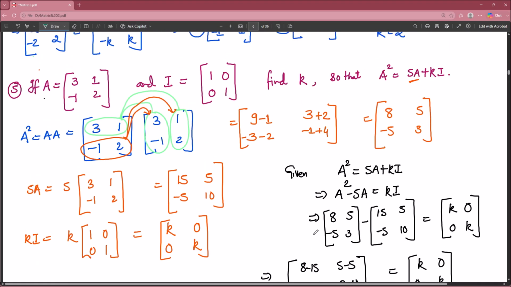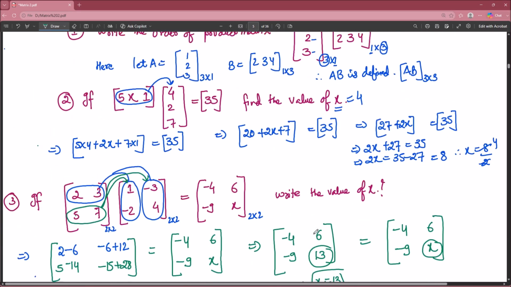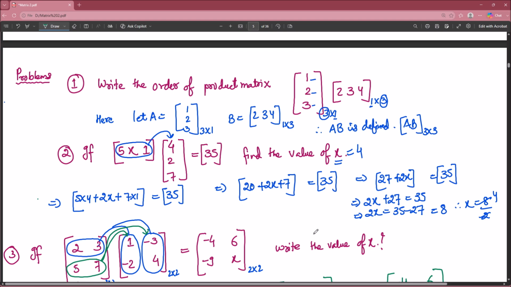So these were the very easy type of 5 questions related to matrix multiplication. In the next few classes, we will solve some much more advanced level matrix multiplication problems related to this chapter, and then we will start the transpose of a matrix.